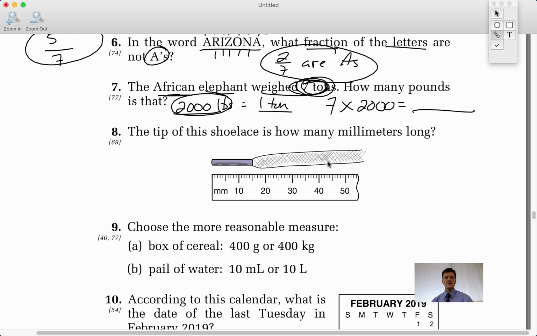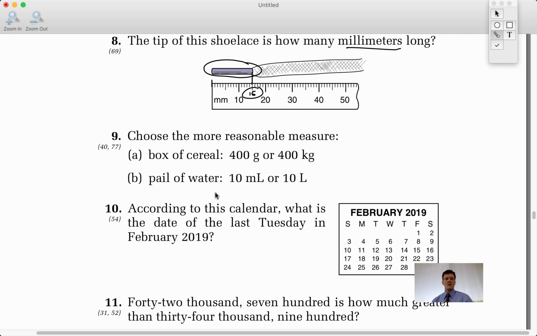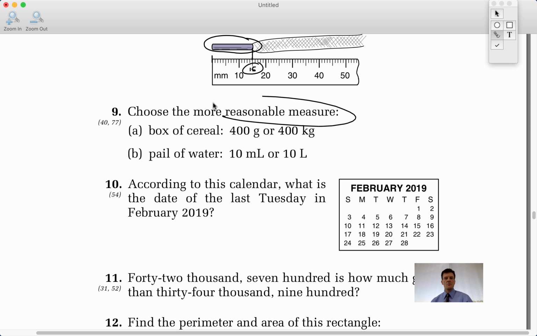Okay, you have a shoelace here. How many millimeters is that? Well, we're just using the tip of the shoelace, just this part right here. Just using our measurement skills. So this is your 0, and you're going to kind of estimate. It looks like it comes right up to about there, which is halfway in between 10 and 20, which means that it would be 15 millimeters right there.